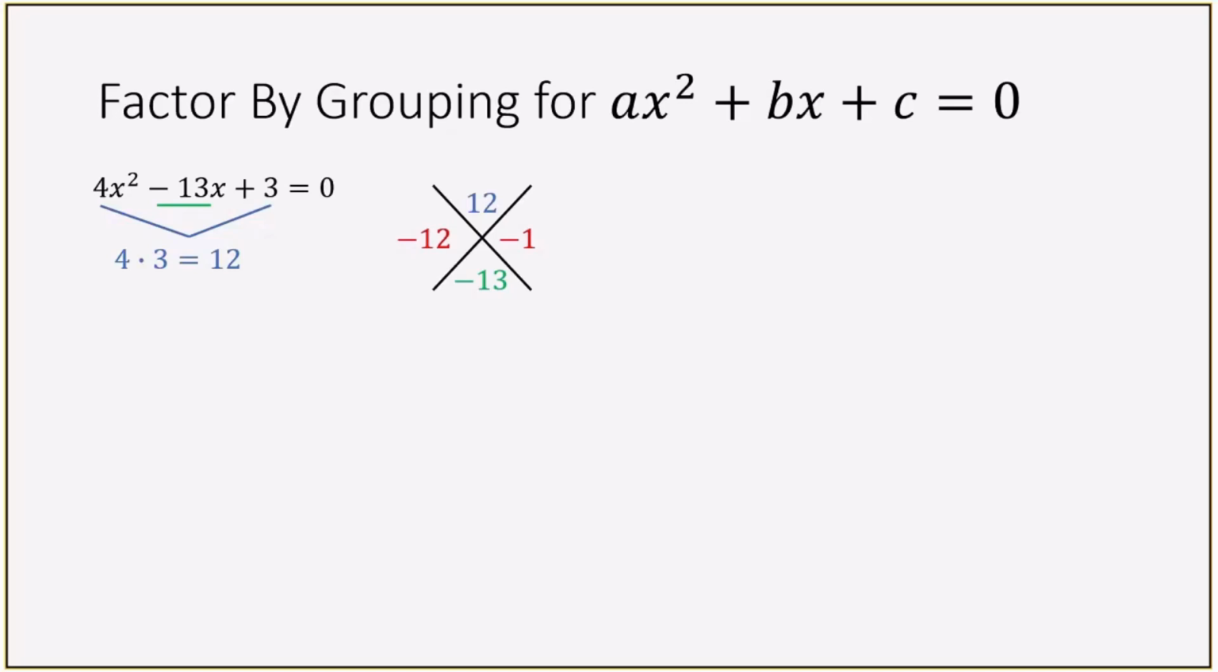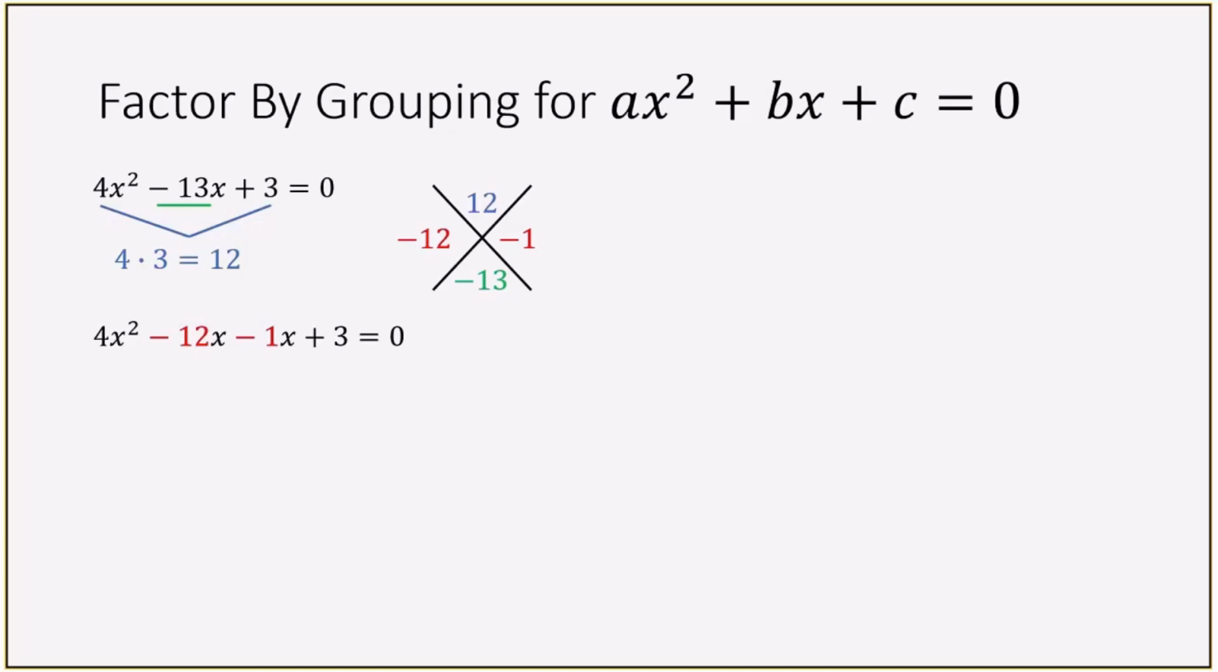Now, what I'm going to do is rewrite my equation with this new information. In particular, I'm not going to change the first term at all. I'm not going to change the last term at all. I still have my 4x squared. I still have my 3. I'm going to change my middle term. So I broke up my middle term, and I took that negative 12 from the big X on the top right, and I took the negative 1 from that as well. And so I'm going to rewrite my equation as 4x squared minus 12x minus 1x plus 3 is equal to 0.